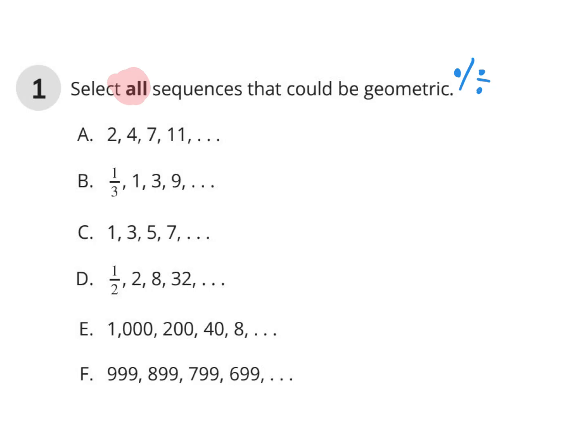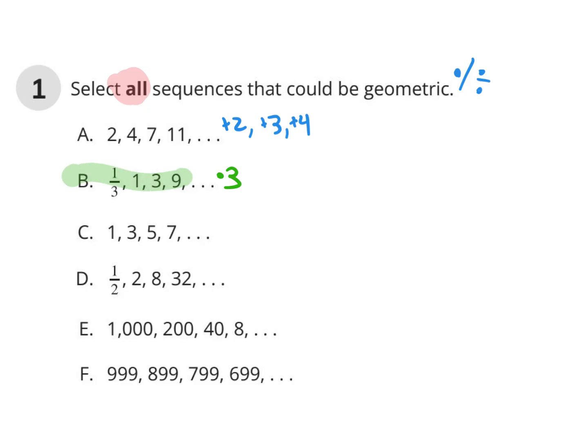Okay, so for the first one, 2 to 4 is plus 2, 4 to 7 is plus 3, 7 to 11 is plus 4. We're not adding or multiplying the same number, so A is neither geometric nor arithmetic. For B, 1/3 to 1. How do we get there? I'm not worried about it. 1 to 3. You could plus 2, but that doesn't get you from 3 to 9. What if we do 1 times 3 and then 3 times 3? So times 3, that makes this one geometric.